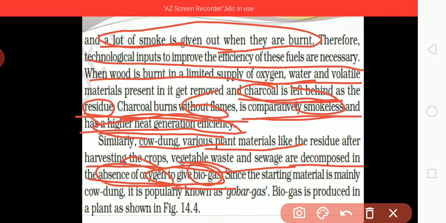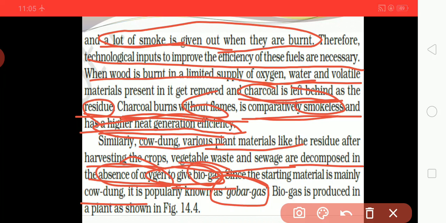And since the starting material is mainly cow dung, it is popularly known as gobar gas. Why is biogas also known as gobar gas?